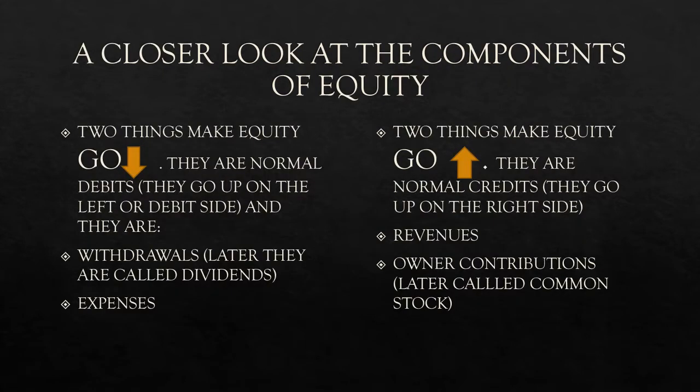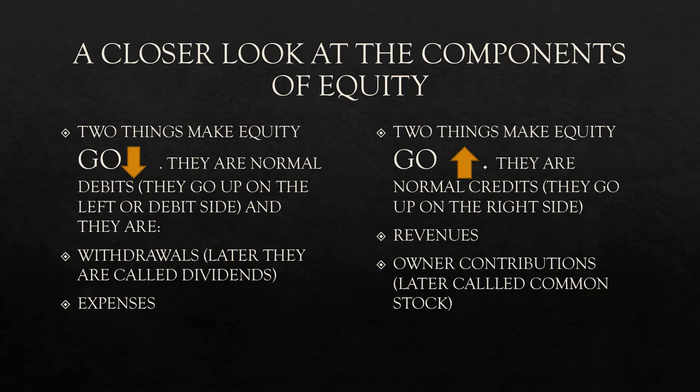And also, as you should be aware of by now, equity actually has 4 components. There's actually a lot more than that in equity, but for our purposes at this point in your young accounting careers, there are only 4 components of equity. 2 of them make equity go up and 2 make it go down. The reason I started with the downside is because I want you to get a visual of the left side being the downside for equity.